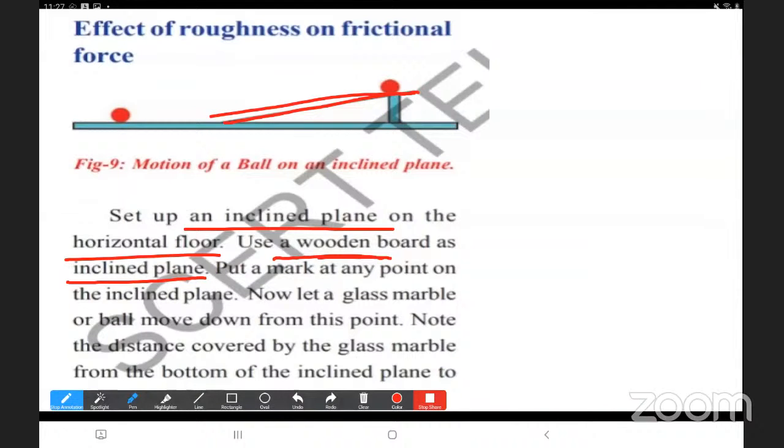Now, let a glass marble or a ball move down from this point. So here we kept the ball on this inclined plane. Take this as point A. Now from this point the ball moves down. Now we have to note the distance covered by the ball from the bottom of the inclined plane to the point where it comes to a stop. From this point to this point we have to take the distance.